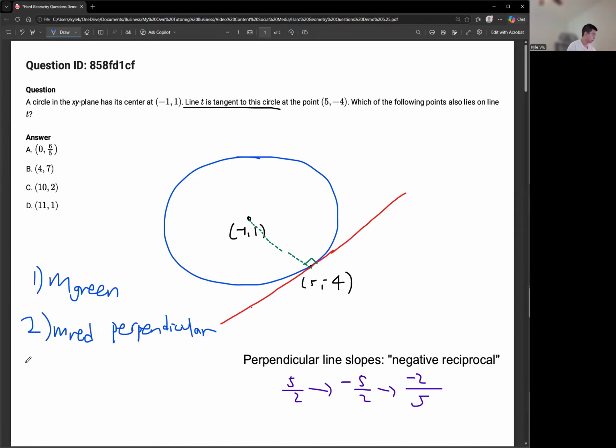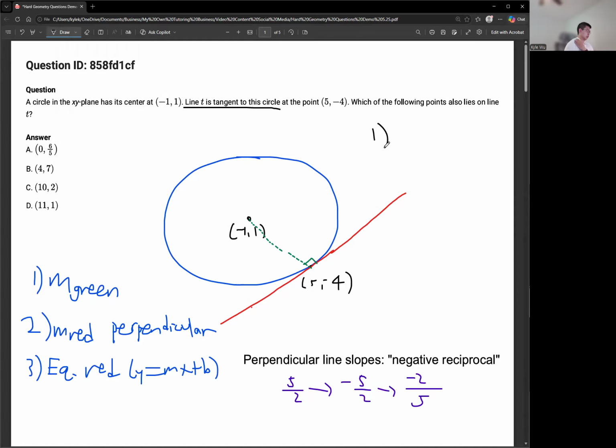Okay. And then third, what I'm going to do is I'm going to find the equation of the red line. And by equation, I mean, you have a line, right? So the equation is y equals mx plus b. And I can do this now, right? Because I know the slope of the red line. I have 1 point on the red line. I can find the y-intercept of the red line, and I can therefore find the equation of the red line. So let's see what this looks like. So step one, I'm going to write this up here.